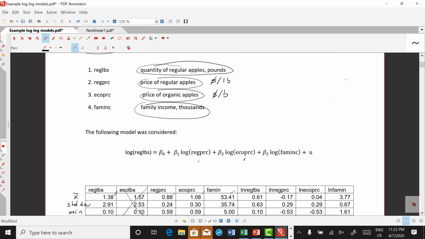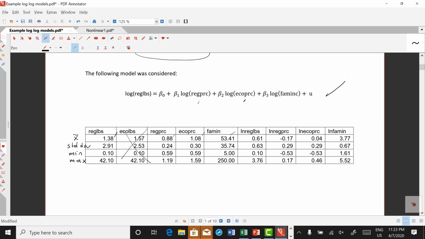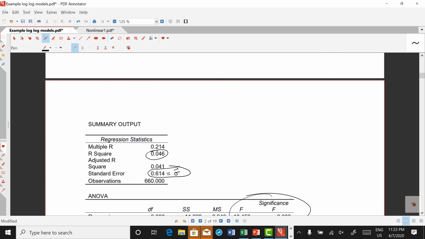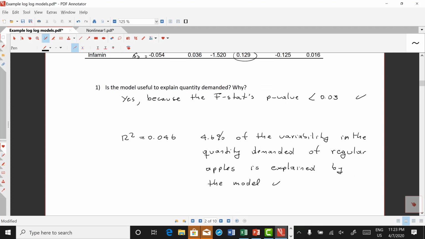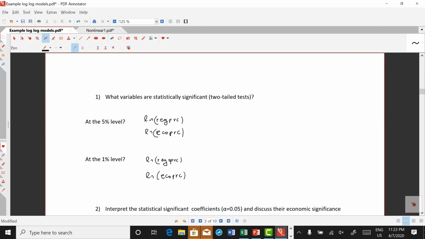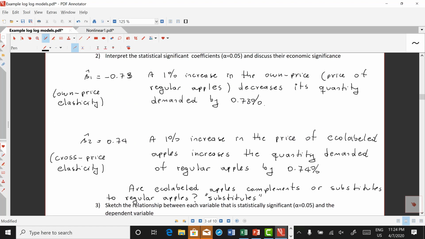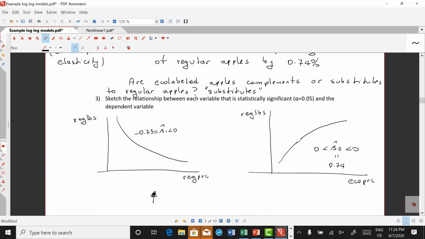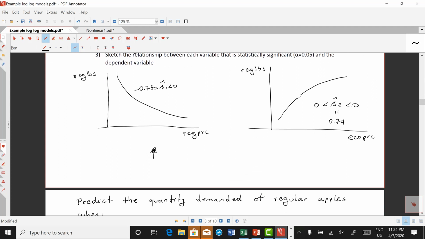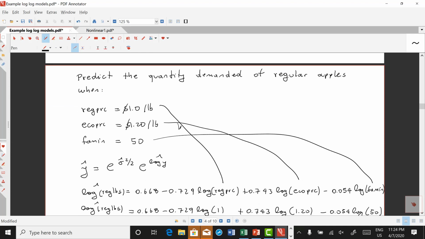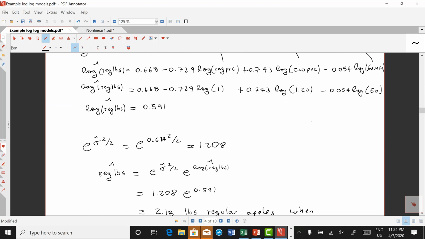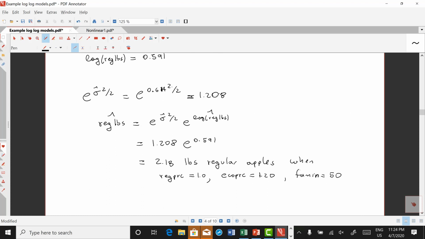Okay, and with this example, I'll show you how we can go and use the results of a regression model when we use logs. So this is the population model that we estimated. We looked at whether the model was useful for prediction. We looked at which coefficients were statistically significant. We interpreted the coefficients as elasticities and sketched the shape of the relationships. It was supposed to be the demand. Remember, that's the law of the demand. And we also predicted the quantity demanded, okay, using the procedure and the formulas described in the previous class.